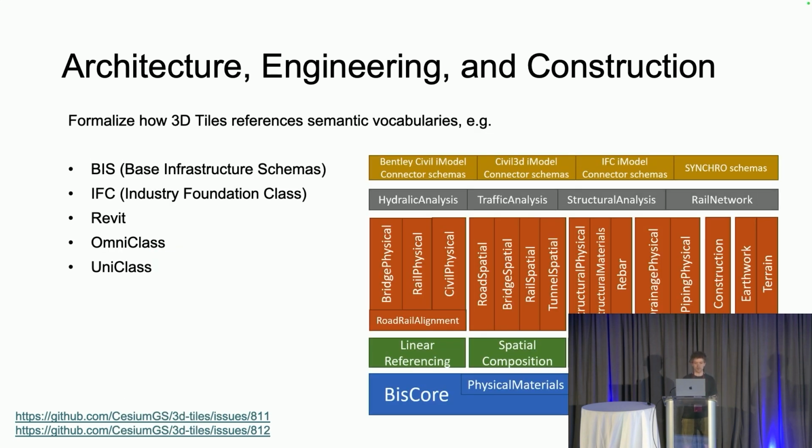Another area we're looking at for AEC is the process of formalizing how 3D Tiles references semantic vocabularies. For example, BIS or Base Infrastructure Schemas, IFC or Industry Foundation Classes, Revit, OmniClass, UniClass. These are all data models in the AEC space, and we're figuring out how 3D Tiles can reference those semantic data models. It's especially important in the AEC space to carry over the full metadata and the semantics from the design model. So we want to make sure we don't lose any information when we convert to 3D Tiles.